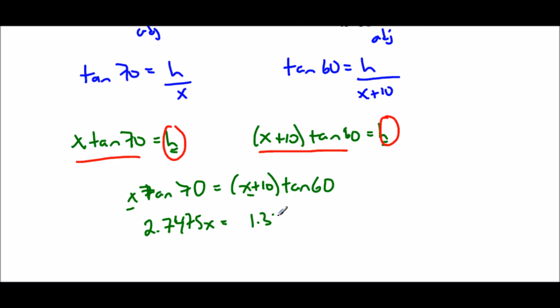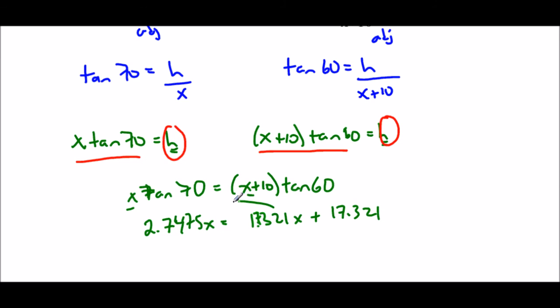Tan 60 is 1.321. So 1.321, is that right? I don't want to get it wrong. 1.7321. Yeah, that would have made a difference. 1.7321x plus 1.7321 times 10, which is 17.321.